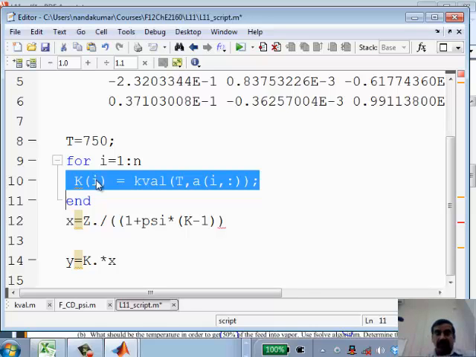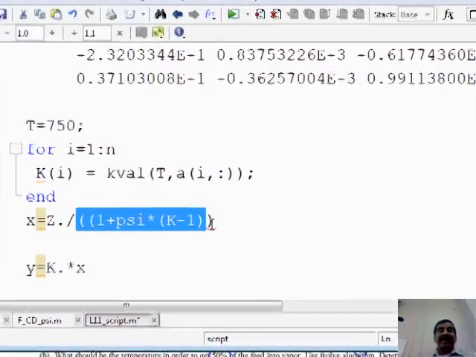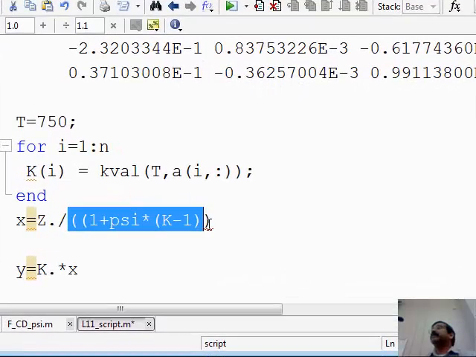Now the question is, can I use a vector here? If I use the vector, -1 would mean each one of the k values will be subtracted and then multiplied by psi. Psi is a scalar number. Each one of them will be multiplied by psi, and then 1 will be added to each one. So the entire denominator will be a vector containing 3 numbers. And then I have the dot divide. Okay, that will take care of z divided by k.